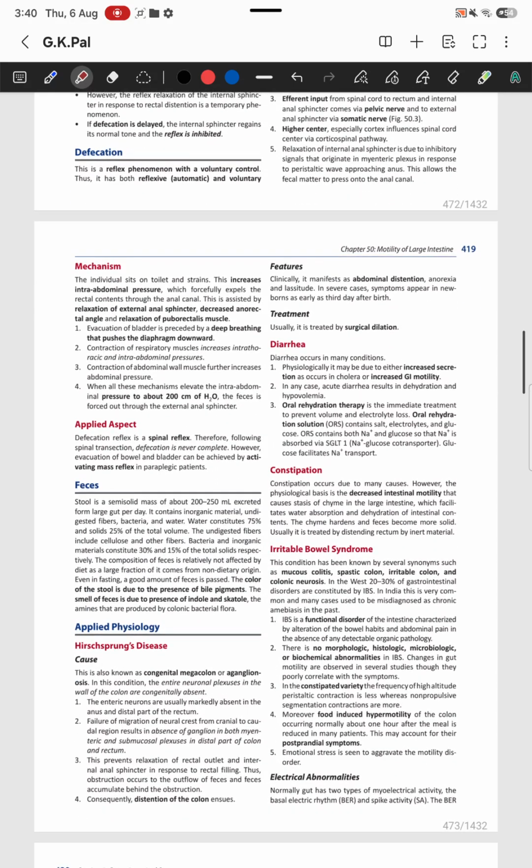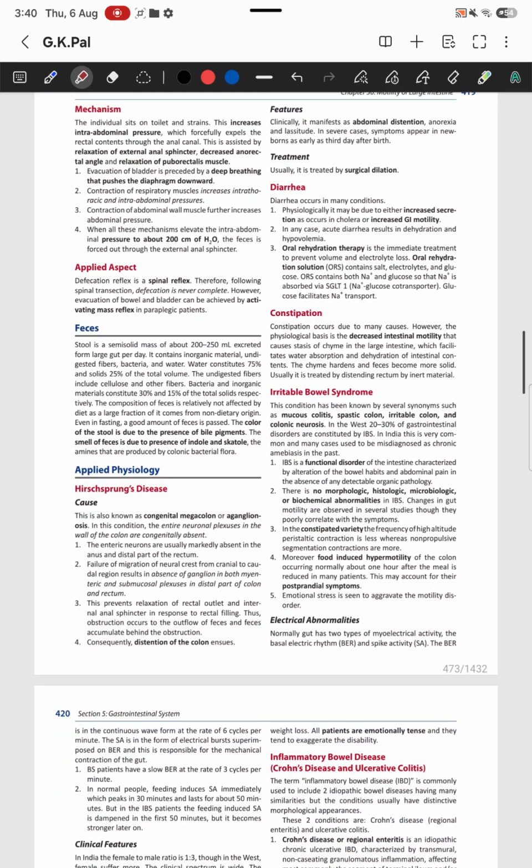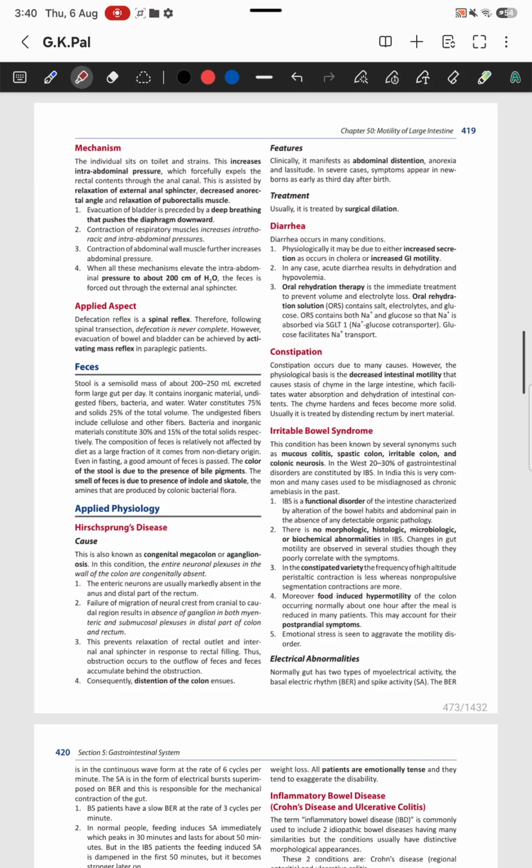What is the applied aspect in transection of the spinal cord? Voluntary defecation control is lost, but it can be achieved by activation of the mass reflex. And there is some applied disease: congenital megacolon.